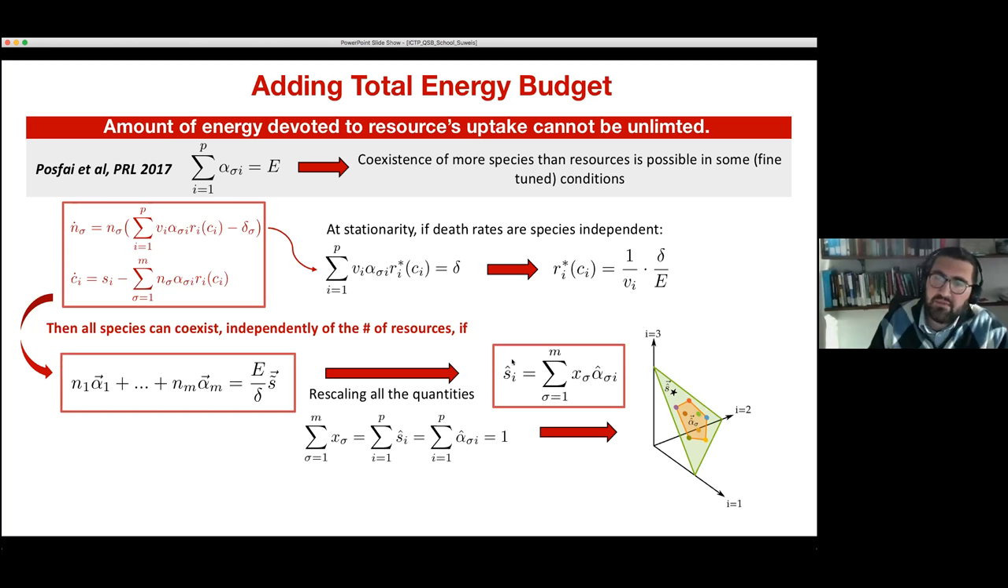So you can represent geometrically the solution of the consumer resource model with the total energy budget. Here I represent the resources, so these are the axes for the resources, and all the metabolic strategies of the species and the supply rate lie on this P minus one dimensional simplex. In general, we will consider P equal three, so three resources, so that the space in which the metabolic strategy and the supply rate live is a two-dimensional simplex, and we can visualize it very clearly.